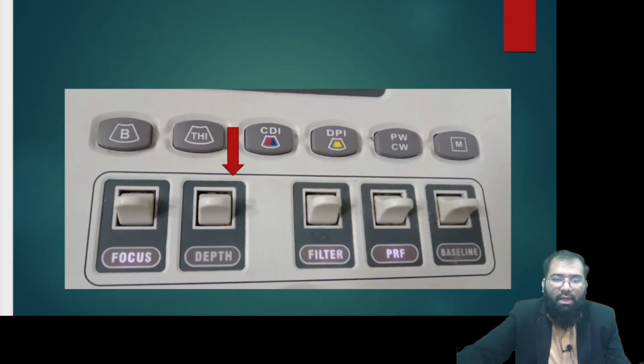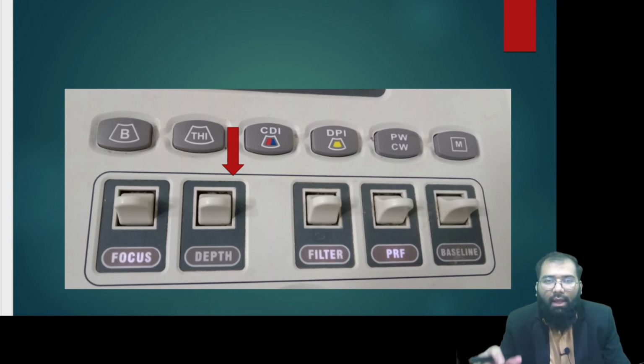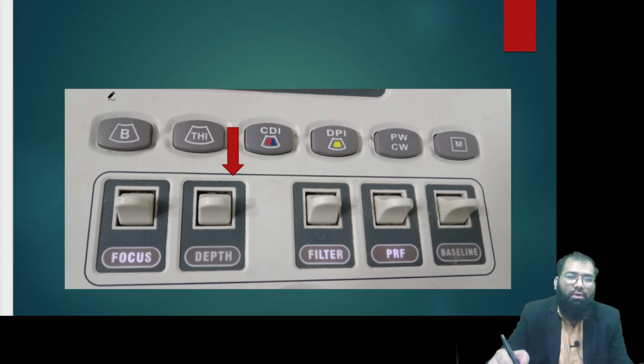Now again, I am zooming it and showing you all these important norms. This is your routine B mode image. B mode image means you will only see the vessel wall. Okay, this is B mode imaging. This is grayscale image.